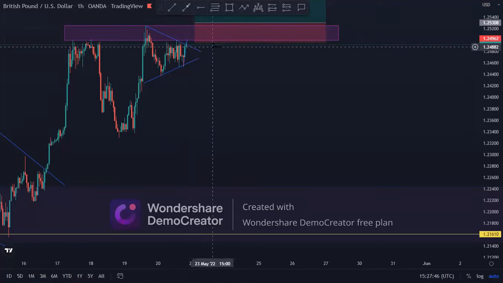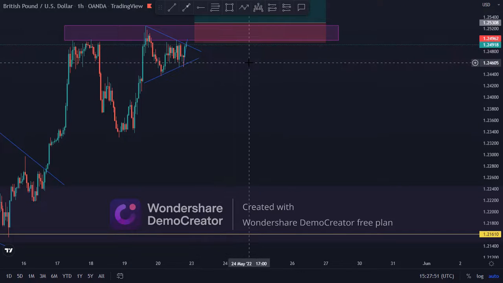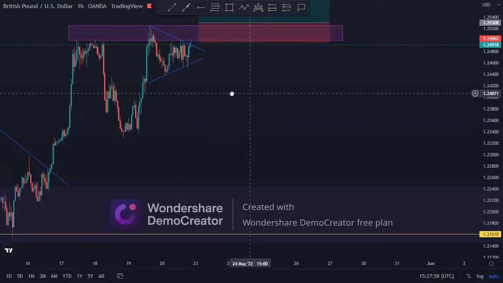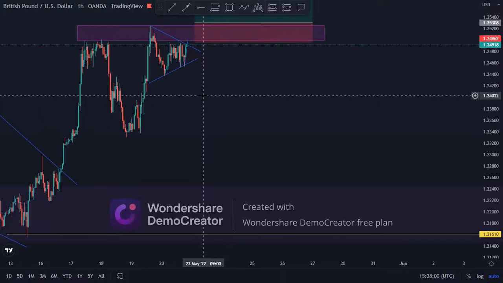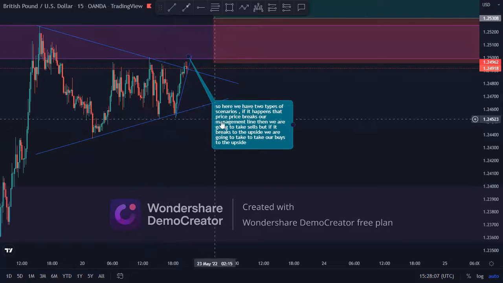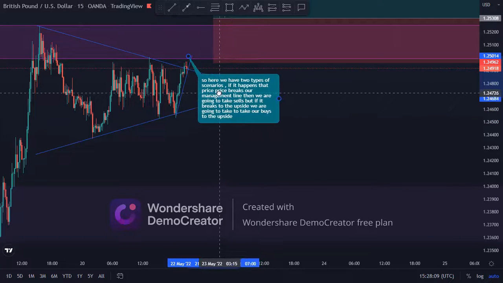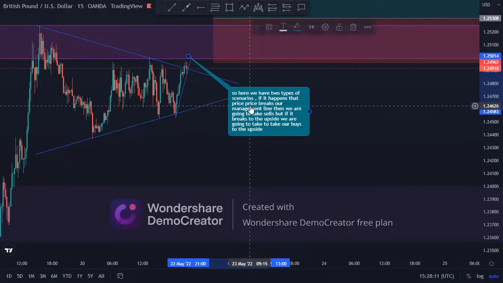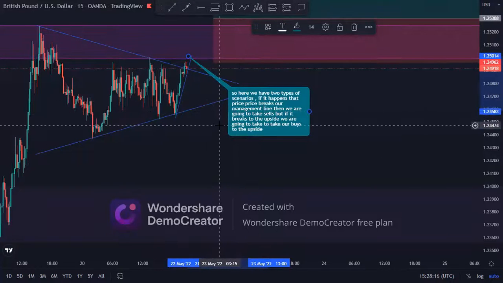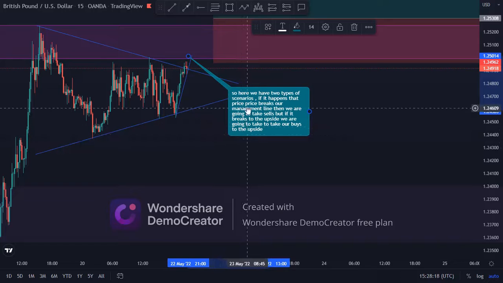As you can see, on Friday it tried to break out, but it rejected. So it was not wise for us to take this trade on Friday; maybe we'll watch it on Monday or something. So yeah, this is what we have on the 1 hour time frame. Let's just go to the 15 minute time frame. I sent this on my Telegram public channel. So here we have two types of scenarios.